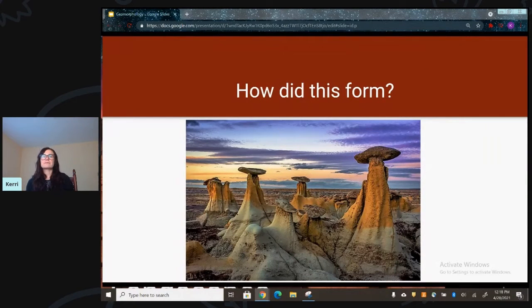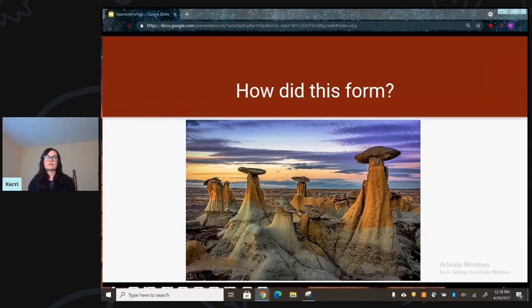Have you ever seen a really amazing landscape and wondered, how did this form? Well, this is the main question behind geomorphology. When I use the word landscape, I'm referring to landforms on Earth's surface, which are made up of rocks, sediment, soil, water features, as well as the vegetation on top of them.